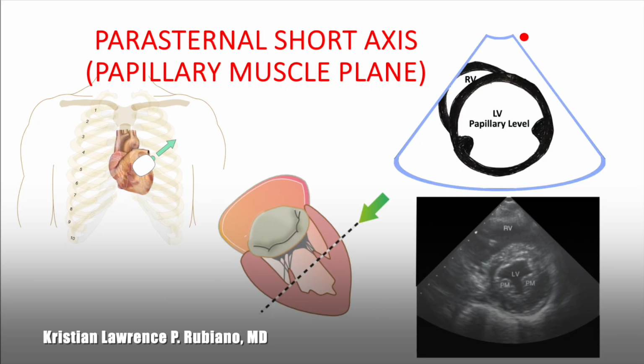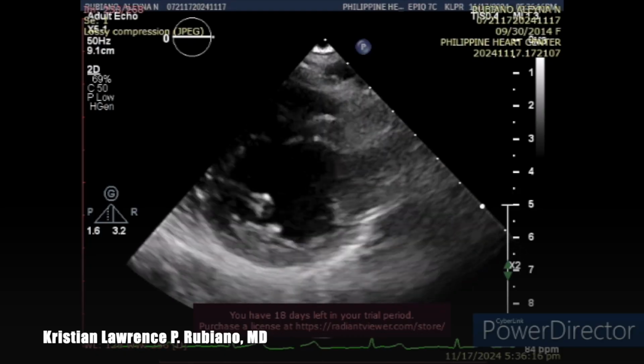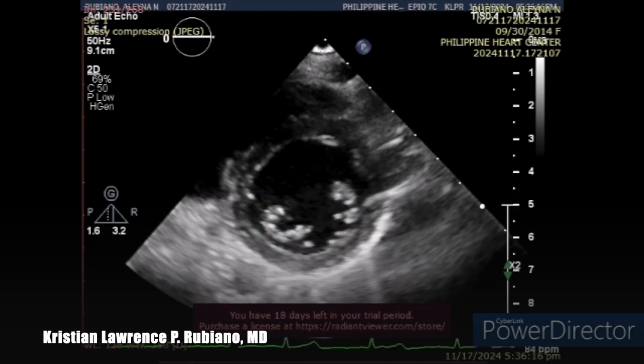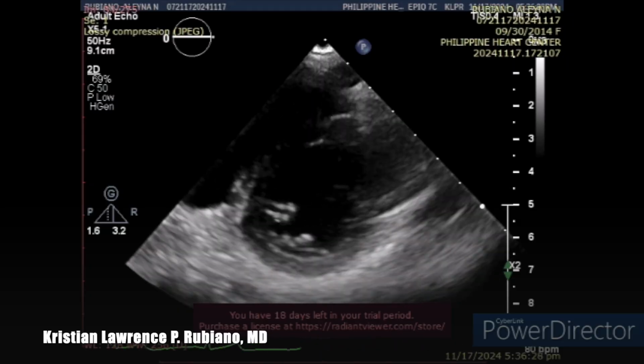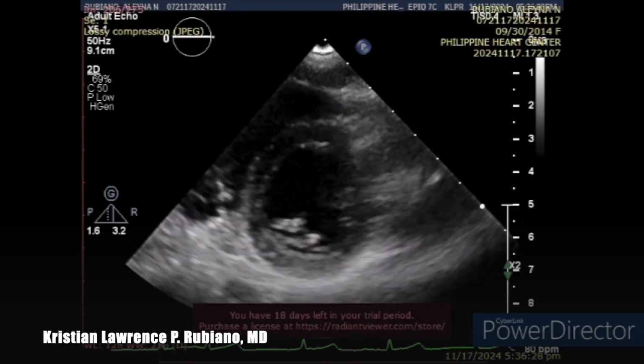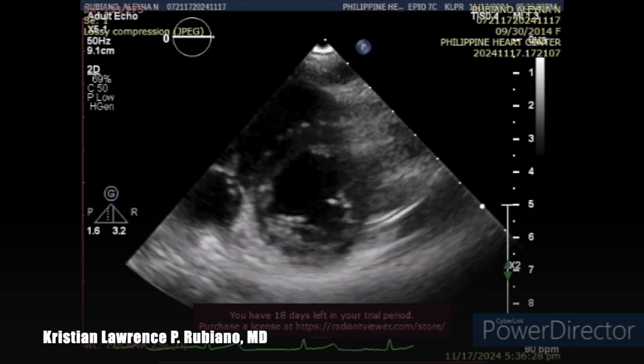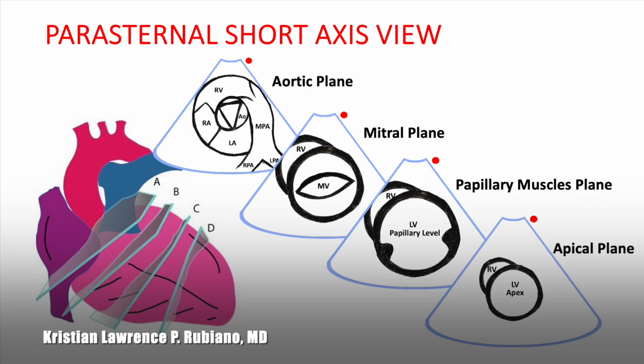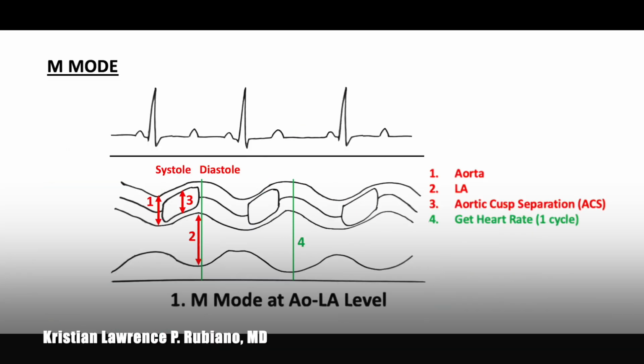Check for any VSDs. Tilting further until we reach the apical portion to check for any pathology. At this point, we are given a good grasp of the general status of the LV, then later we will proceed to doing the M mode to check for measurements. After getting the real-time videos at the parasternal short axis from the aortic plane, mitral plane, papillary and apical planes, we go back to aortic plane as we proceed with doing the M mode of the aorta LA.